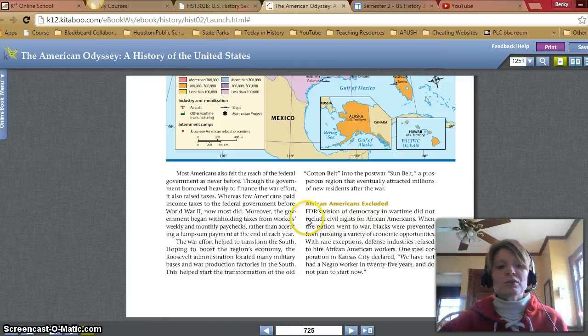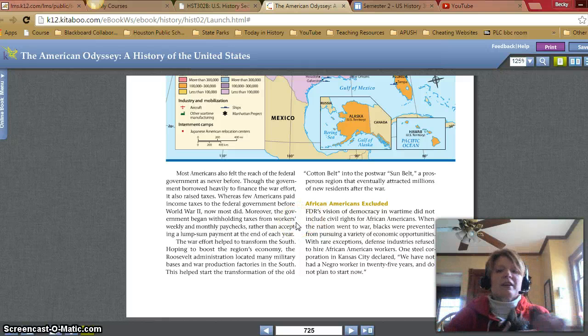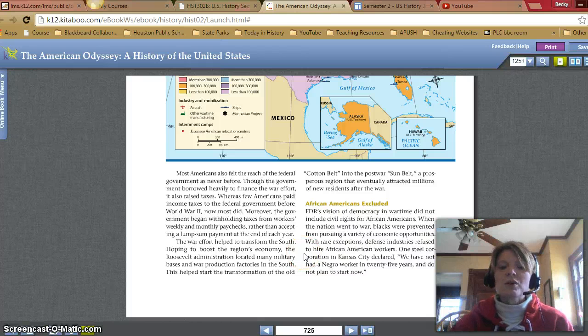African Americans excluded. FDR's vision of democracy in wartime did not include civil rights for African Americans. When the nation went to war, blacks were prevented from pursuing a variety of economic opportunities. With rare exceptions, defense industries refused to hire African American workers. One steel corporation in Kansas City declared, "We have not had a Negro worker in 25 years and do not plan to start now."